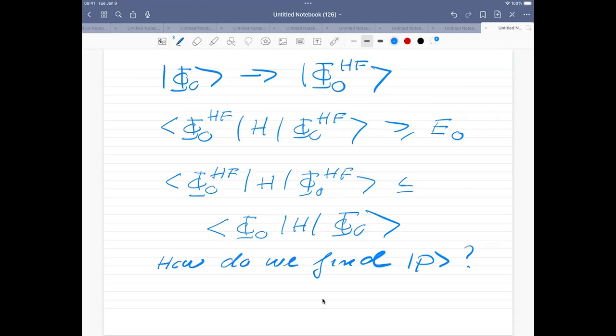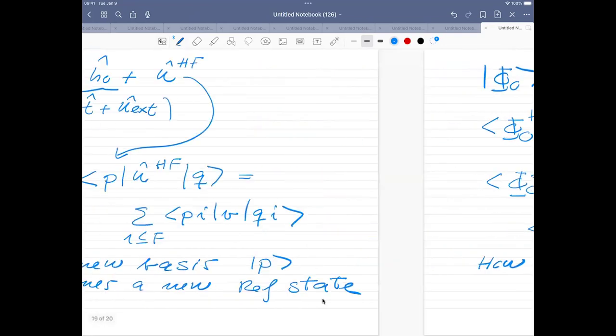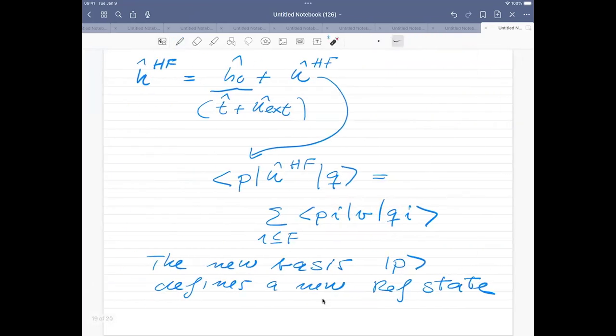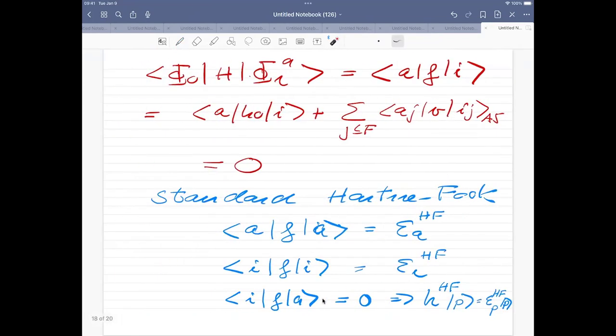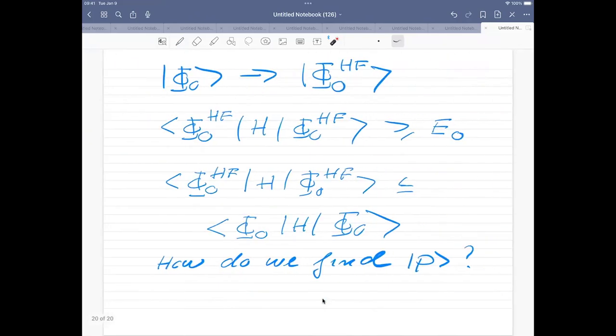Because when we have a recipe for finding P, we will also find this potential which we have defined here. And we are going to show that that potential is actually given by this term here, which again means that this operator, Hartree-Fock here, is the same as the operator which we defined for the one-body operator with respect to a new reference vacuum. So this is normally called the standard Hartree-Fock.